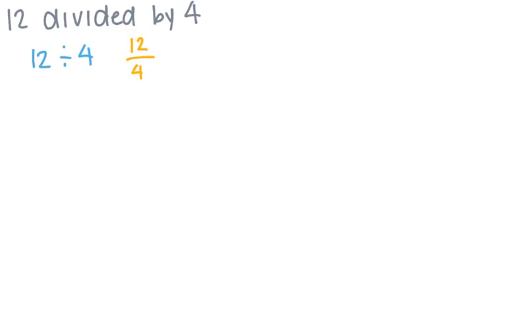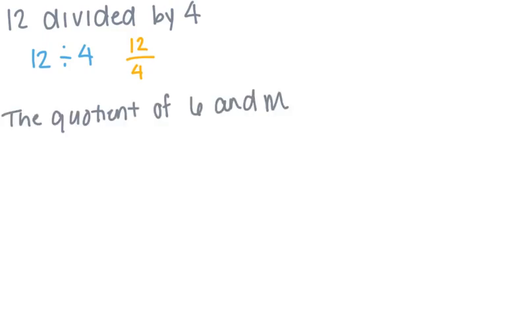The quotient of 6 and m. Remember that a quotient just means an answer to a division problem, and 6 will be the dividend and m will be the divisor because it's going in that order. So we'll have 6, division symbol, m, so 6 divided by m, and then as a fraction we will have 6 over m.